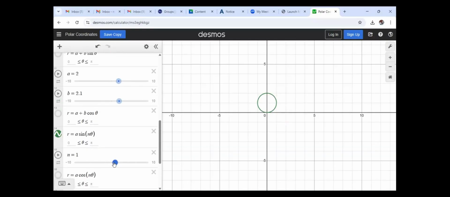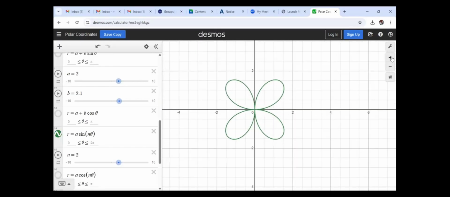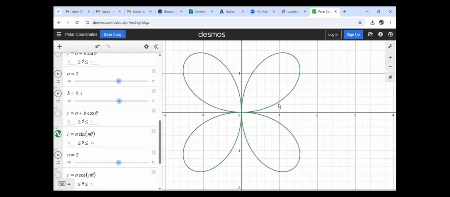So that's just sine of 1, which is our circle as we saw before. And now notice we get some weird stuff here, but now we stop at 2. And notice that we have this figure here. Let's, wrong way, zoom in a little more. There we go.